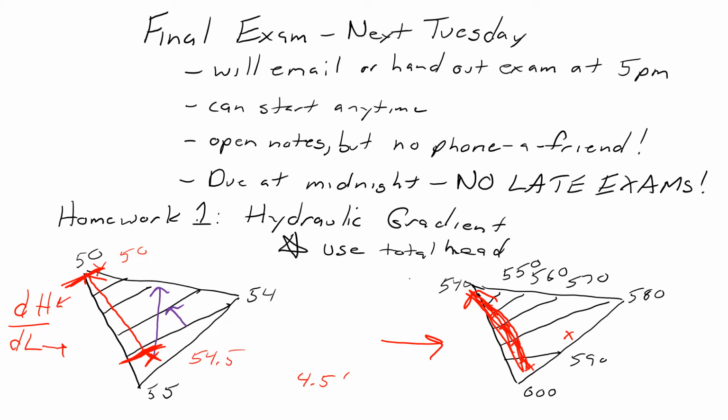Calculate the drop, which most people did very well. Calculate the distance, which you can read off your map. Make sure you follow the maximum gradient, which is the shortest distance between those contour lines. And again, you're using total head values, not surface values. Okay? Do you guys have any questions on this?